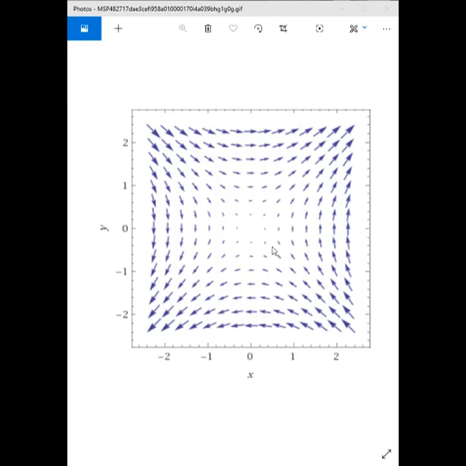As you go further and further out, you have larger vectors. Here you have vectors going to the left, vectors going to the right. Here they're going up, and here they're going down. All right? So this is what our vector field would look like if we took the time to graph 100 little vectors. All right?